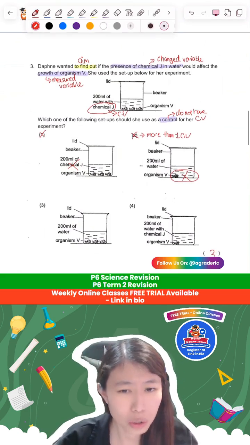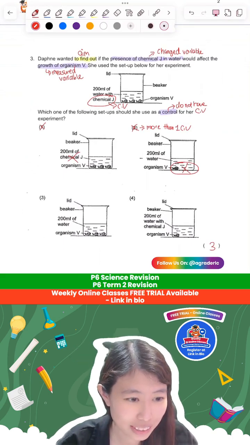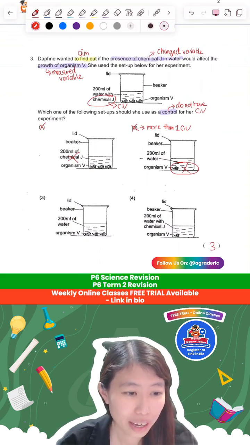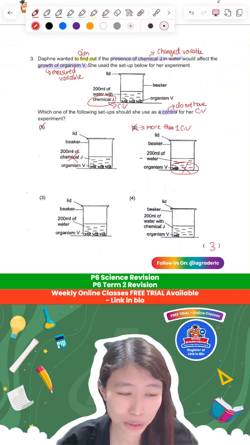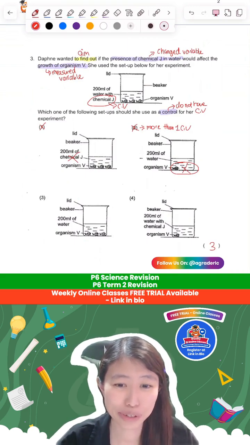Do you all know why option 4 is not accepted? Mei Yun, please try not to spam the chat with something that's not related to science.